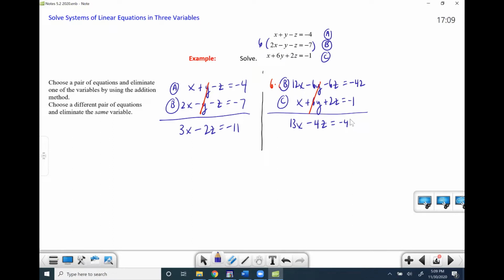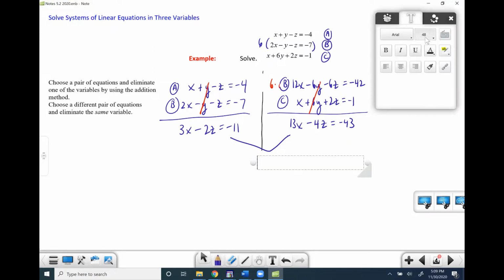Now, the reason why you had to make the same variable go away, if I'm doing y's on the first two, I got to make sure it's y's on the second two, is because now these two equations will have the same letters, and you can put them together. Okay, so let me write that out on this first case, okay?